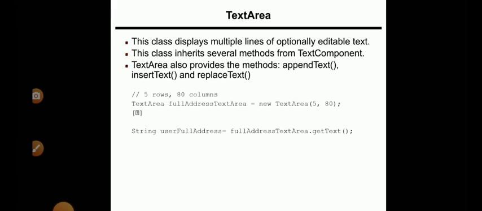Next, about the text area. The text area is used to get multiple lines of input. So for creating a text area you have to use the class called TextArea. Then you have to create the object for that and call the constructor.